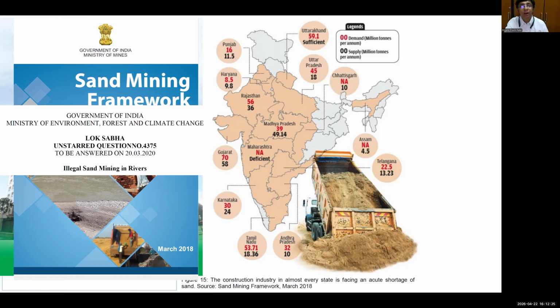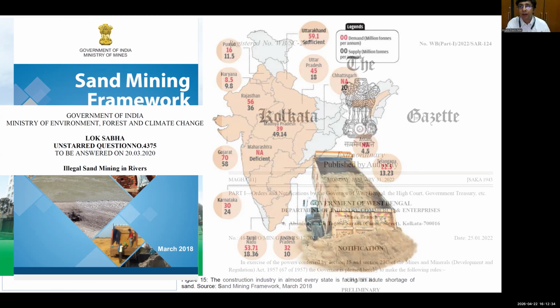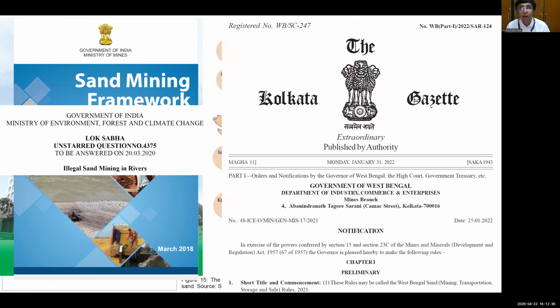Very often governments have allocated sand blocks, but then monitoring them, seeing how much sediment has been extracted, has sadly fallen by the wayside, or it has been underreported. Now, West Bengal governs and manages its sand extraction using this Gazette notification in 2022. This is known as the West Bengal Sand Mining Rules of 2021.